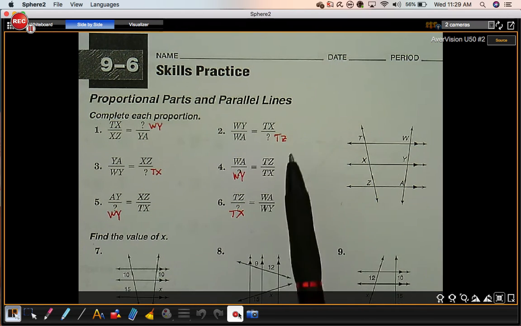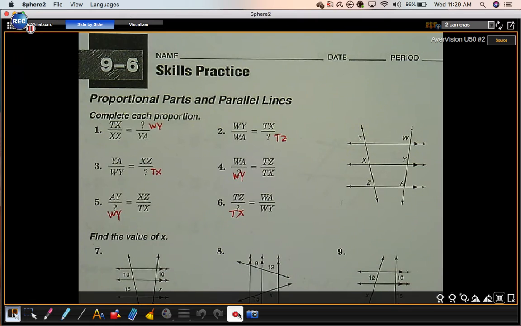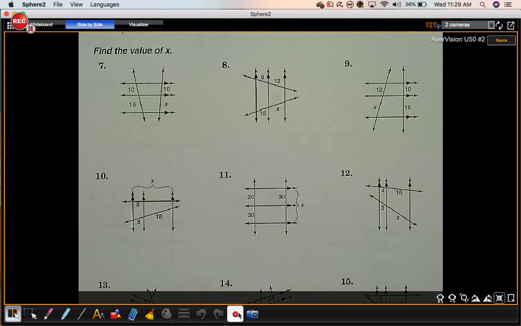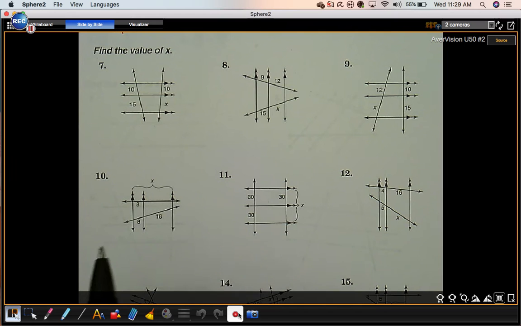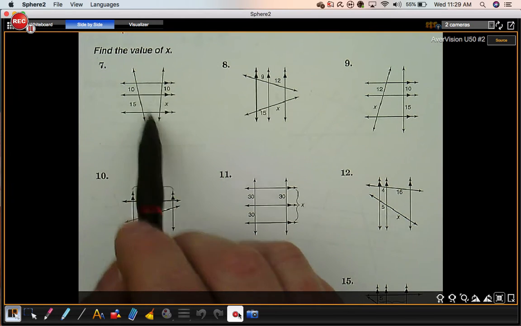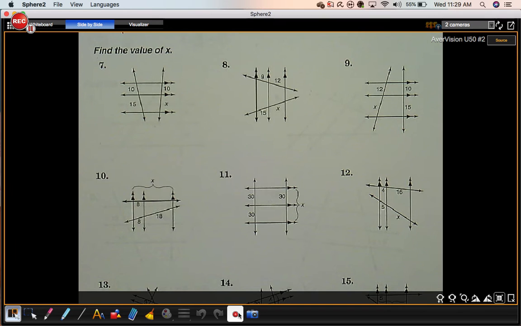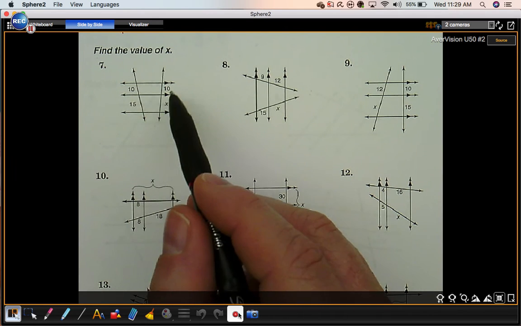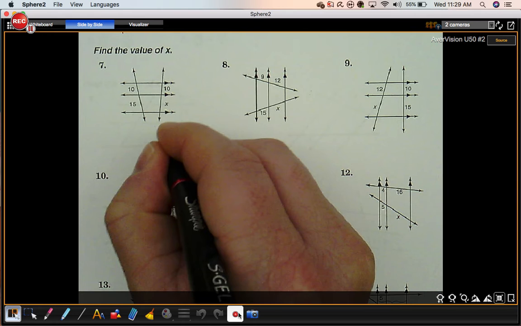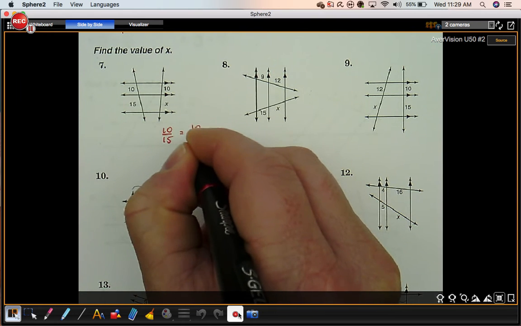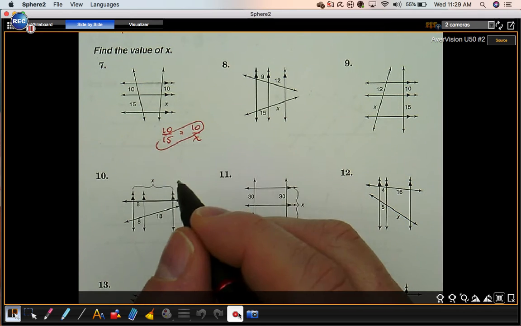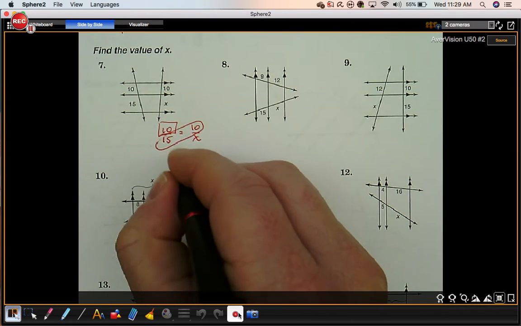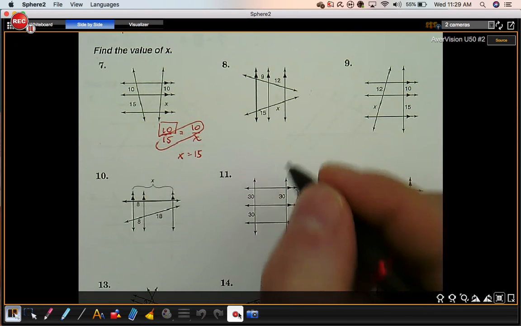We're just making sure that we're comparing the corresponding parts. So we'll do the same thing for the next section, only difference is we have to find the piece that's missing. So we're solving for the thing that we don't know. Parallel lines, transversals in all of these examples. So this ratio equals this ratio. So 10/15 equals 10 over x. And then you just cross multiply. You do 15 times 10, which is 150, and then you divide by 10. So x is 15.